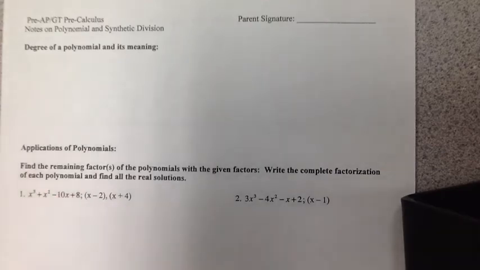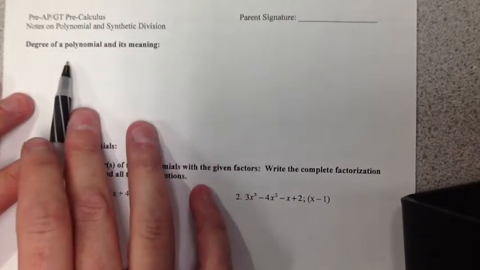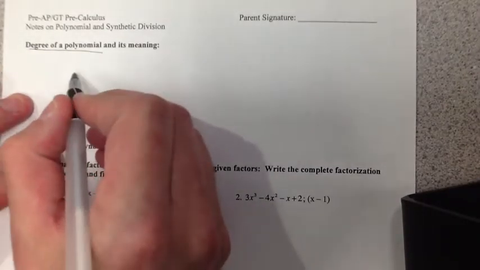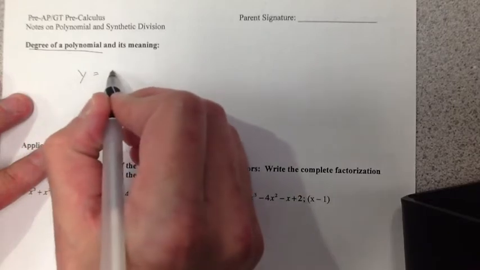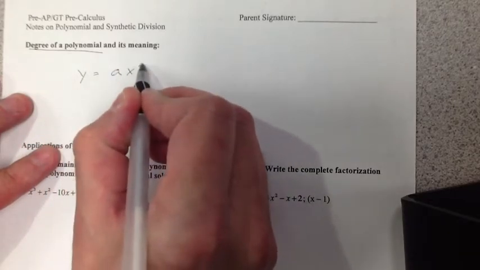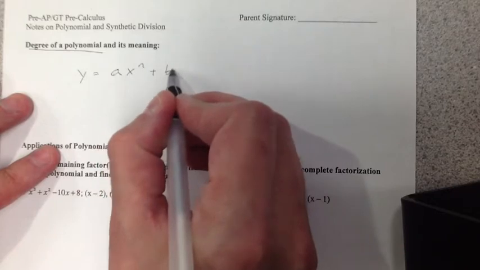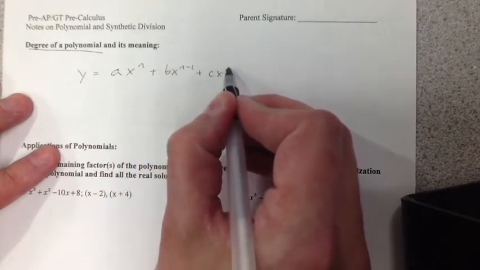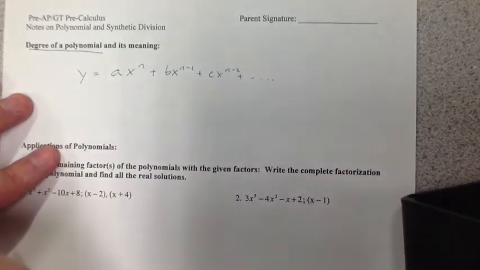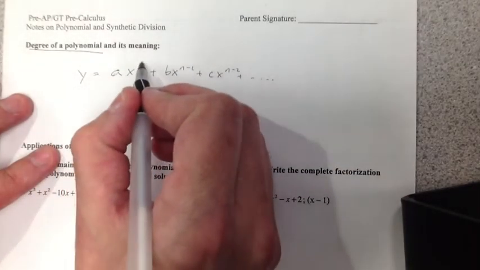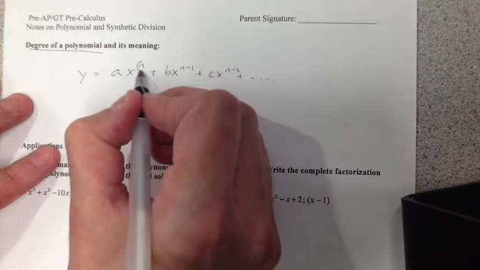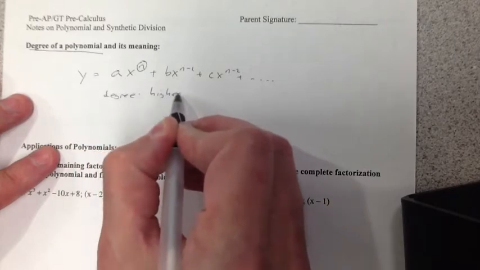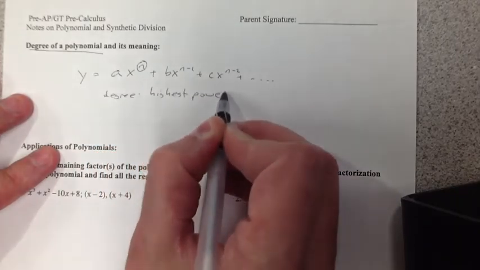Let's continue our discussion on polynomial and synthetic division. To begin, we're going to look at the degree of a polynomial. Now, most of us know what a polynomial is. It's something that might be in the form ax^n + bx^(n-1) + cx^(n-2), and so on and so forth. The degree of a polynomial comes from its highest power, and that's what a degree is. It's the highest power.